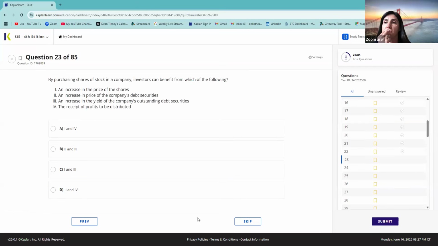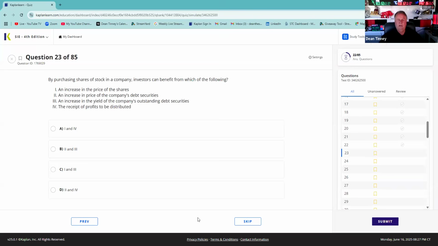By purchasing shares of stock in a company, investors can benefit from which of the following? An increase in the price of the shares, an increase in the price of the company's debt securities, an increase in the yield of the company's outstanding debt securities, the receipt of profits to be distributed. So purchasing shares of stock in a company.